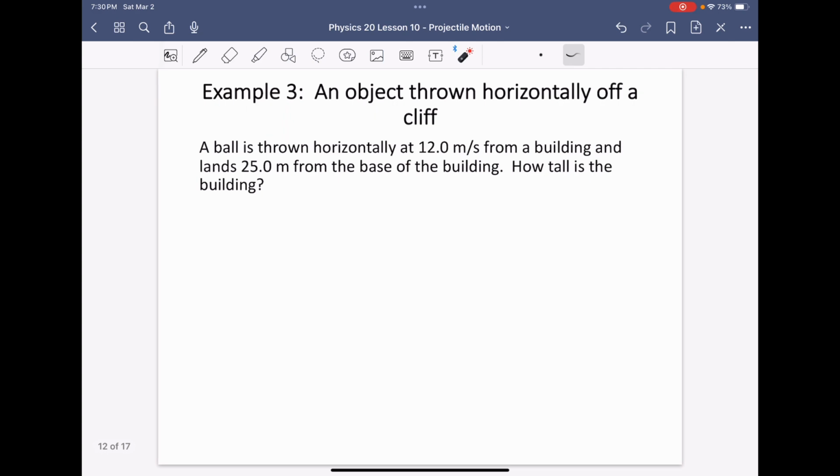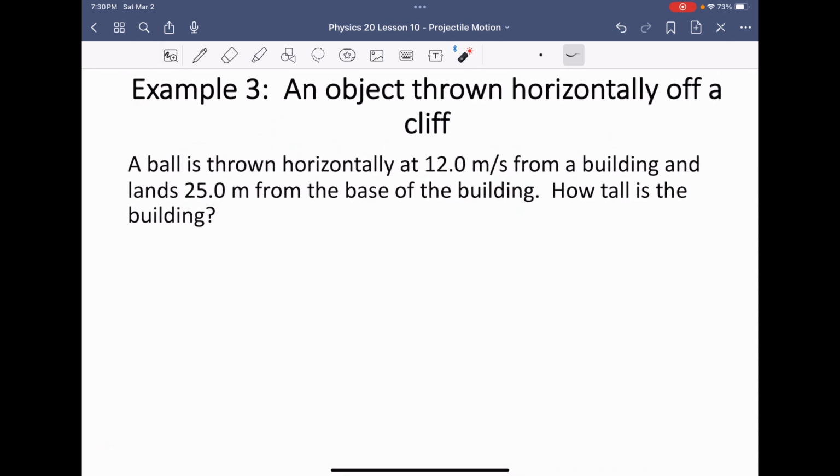All right, now looking at example 3. Example 3 says, what if we have an object thrown horizontally off a cliff again? So we actually get another example of it, and this is going to really solidify all the skills behind this. But what we're going to notice is that maybe the order in which the problem is solved is slightly different.